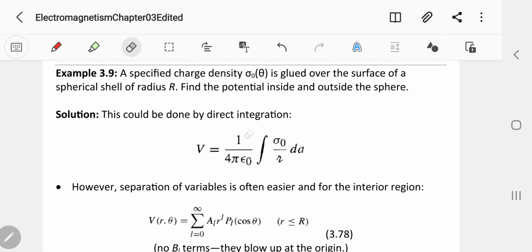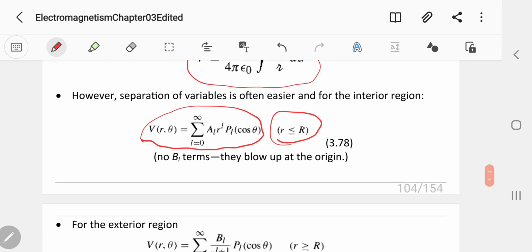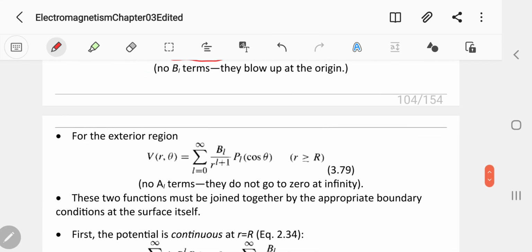You could find the potential by doing the integration. We have done this before. However, it would be easier to use the potential from the separable solution in spherical coordinates. Inside the sphere, where r is less than R, the radius, we only use the A_l terms, because B is equal to 0, as it blows up inside the sphere as it goes to the origin. And for the region outside the sphere, we have no A_l terms because they would blow up as r goes to infinity.